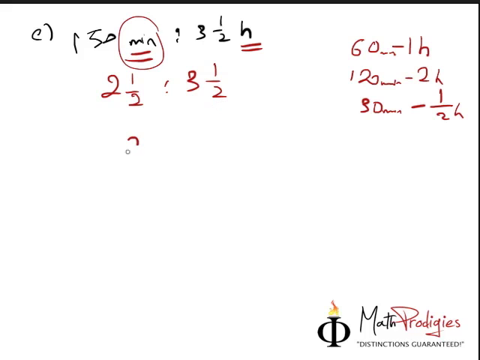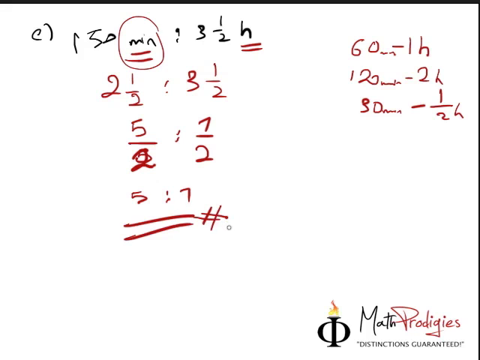So is it 2 is to 3? No, you can't just delete the half like that. So what must you do? You must make it into an improper fraction. In this case, 2 times 2, 4, plus 1, you get 5 over 2. And 3.5 actually equals 7 over 2. So you cancel the denominators, you get 5 is to 7. Can we reduce it any further? No, we can't, and hence the answer is 5 is to 7.